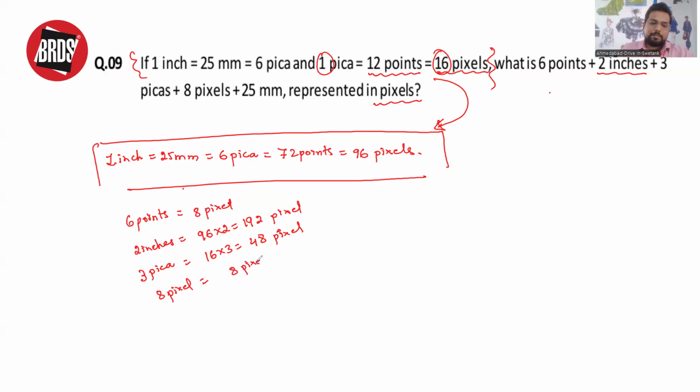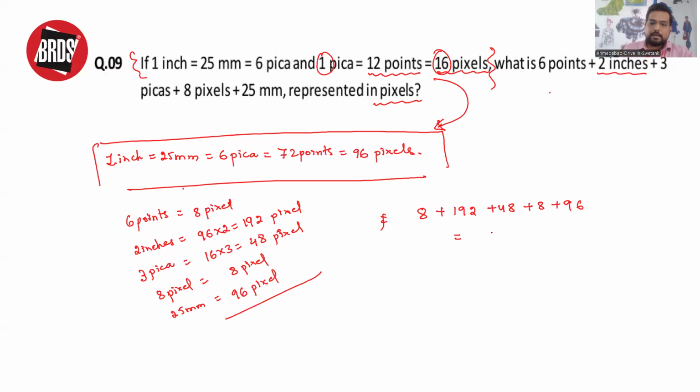8 pixels. Then they have given us 1 inch, so that is basically 96 pixels. So I will write down 96 pixels. And I just have to do this addition: 8 plus 192 plus 48 plus 8 plus 96, which will give me 200, 248, 256, and adding this one will give me my answer. So that's how we can directly get the answer for this particular question.